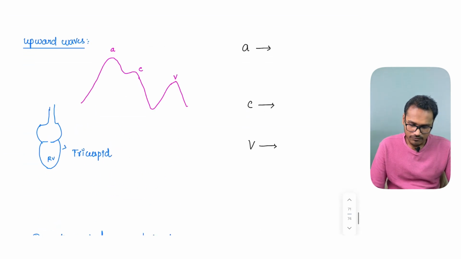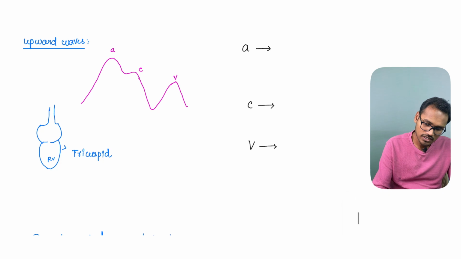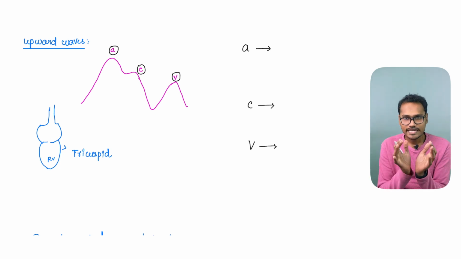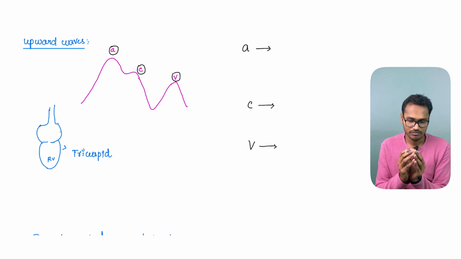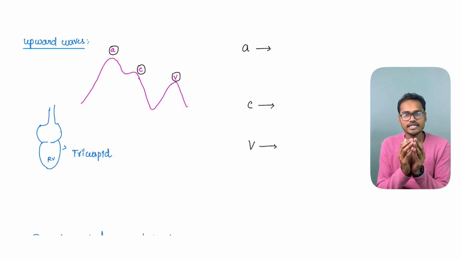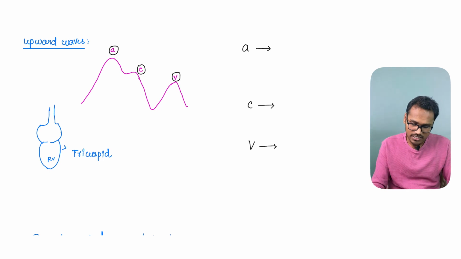Coming to the upward stroke, we have three waves: the A wave, C wave and V wave. Whatever the right atrium is doing is exactly reflected in the JVP. So whenever the right atrial pressure increases, the JVP pressure is going to increase. So let's try to understand these waves.